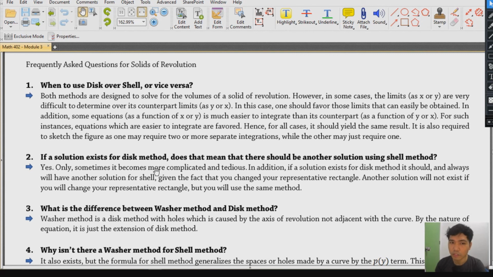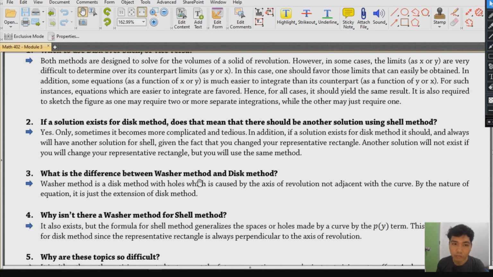And then, if a solution exists for this method, does that mean that there should be another solution using the shell method? Yes, the answer is yes. But there are times na sobrang hirap kasing i-integrate nung portion na pag naka-shell na siya rather than the disk or vice versa. So, for that case, minsan mahirap siyang hanapin pero there should be another solution that exists in another method.